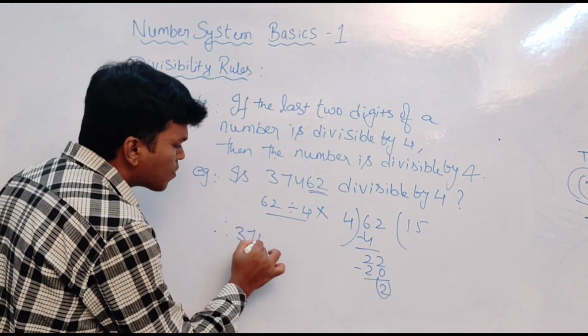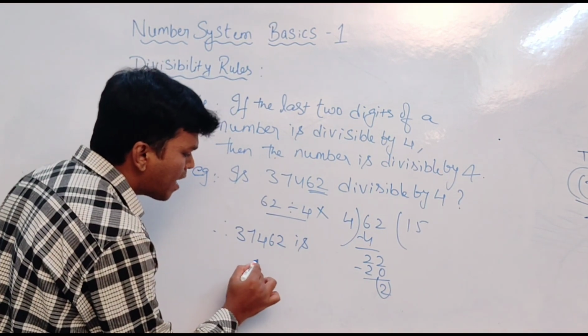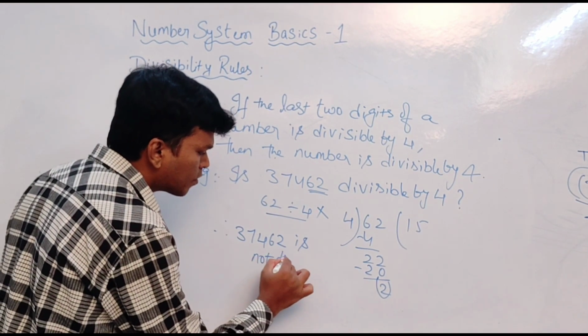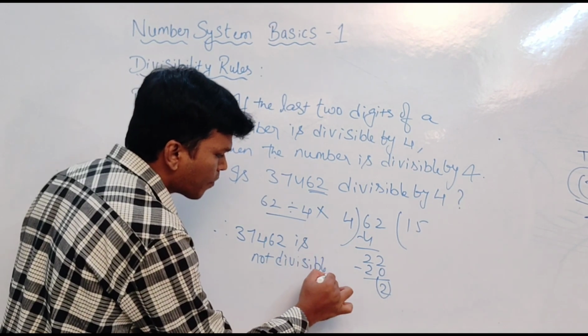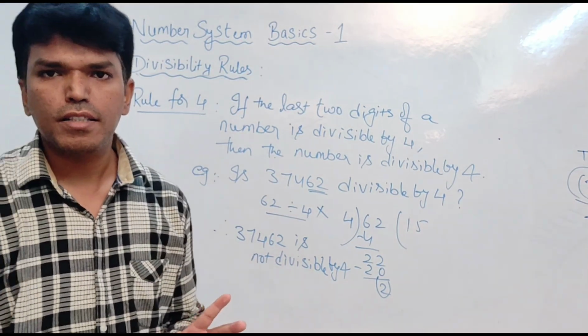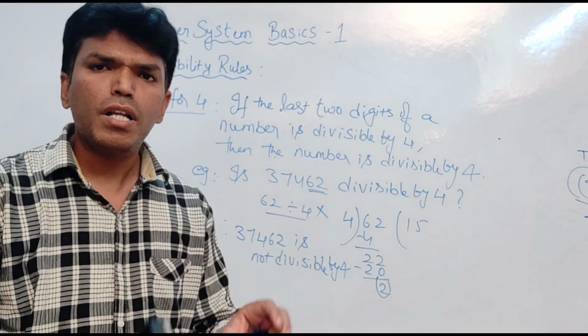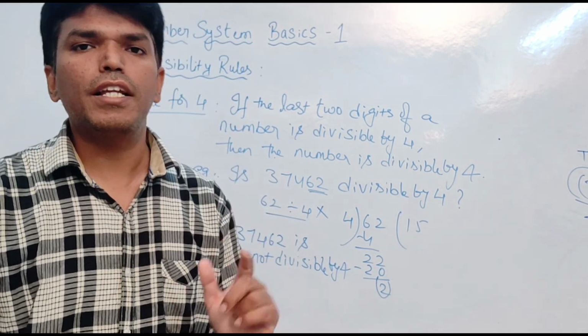Therefore, 37,462 is also not divisible by 4. As simple as that. When the last two digits are not divisible, that's it. It is not divisible by 4. If it is divisible, then it is.